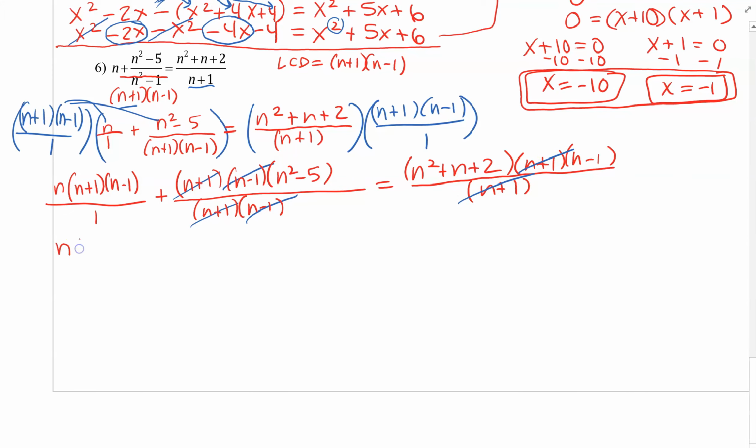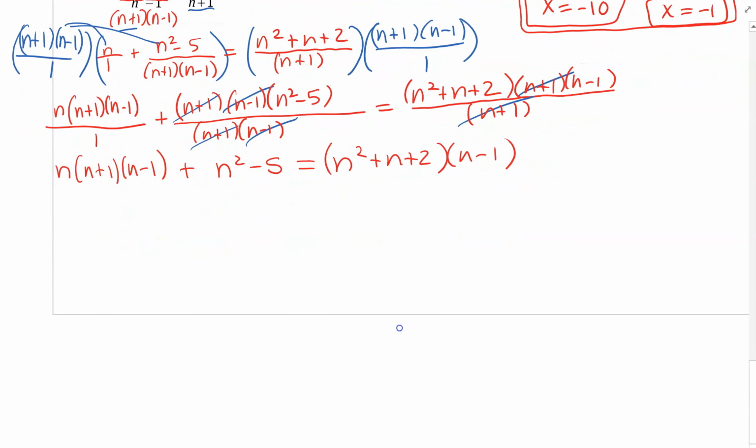So then I have n times n plus 1 times n minus 1 on the left, plus n squared minus 5 equals n squared plus n plus 2 times n minus 1. So this one is going to be kind of a pain with foiling, but you'll see it ends up not being so bad at the end. Just have to get through all the foiling. So this is what I recommend.